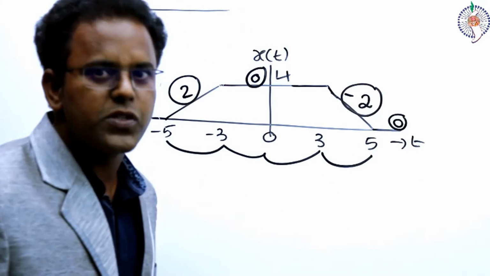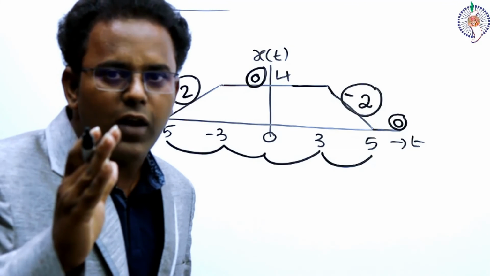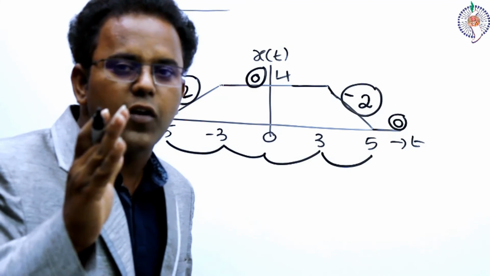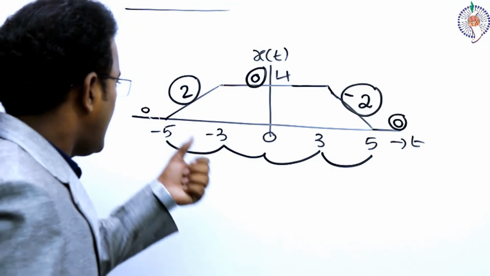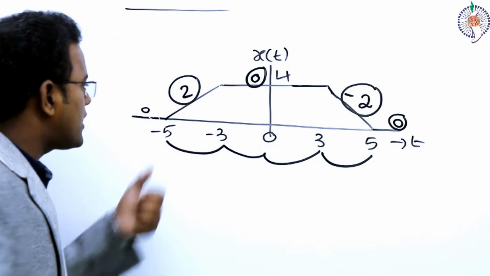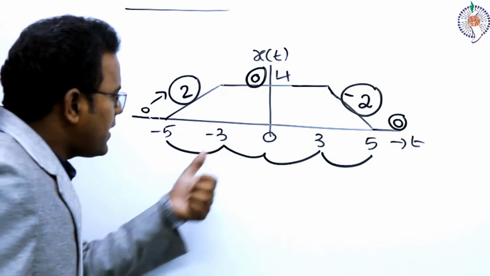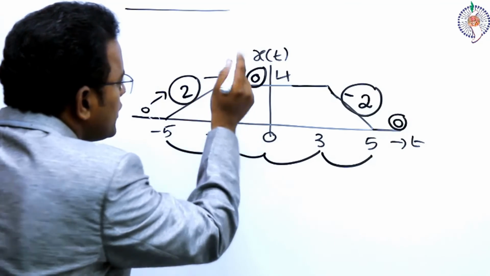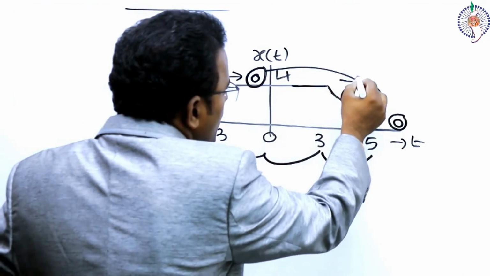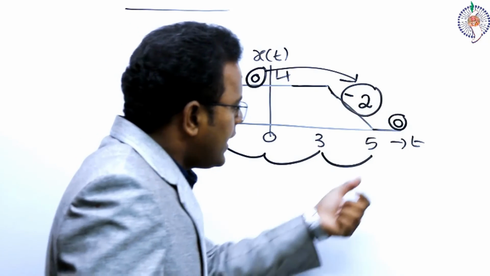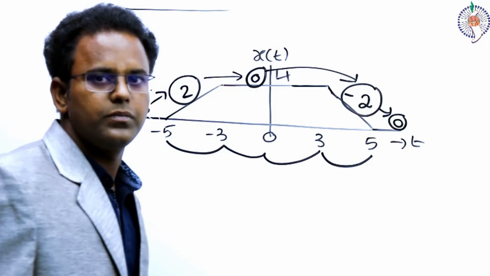All those are slopes. So wherever there is a change in slope, tell me the t values. At what values of t is there a sudden change in slope? I can say at minus 5, because 0 becomes 2. Next at minus 3, because 2 becomes 0. Next at plus 3, because 0 becomes minus 2. Next at 5, because minus 2 becomes 0.